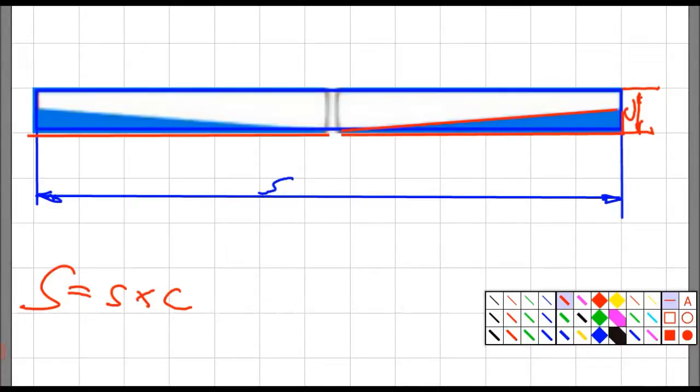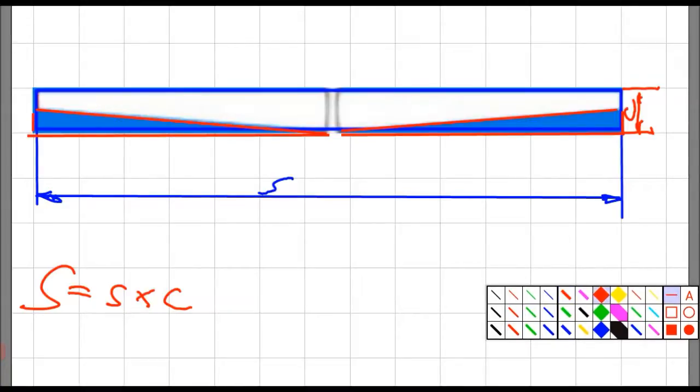and equally from here to here. Not very nice, my drawings. Maybe I should do this again. From here to here. Good. So this part is missing. So we have to find the dimension of this part.